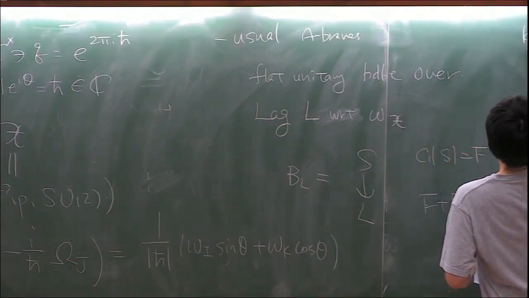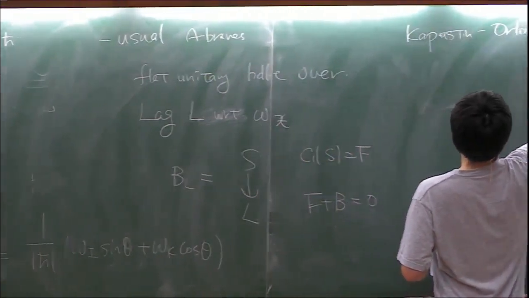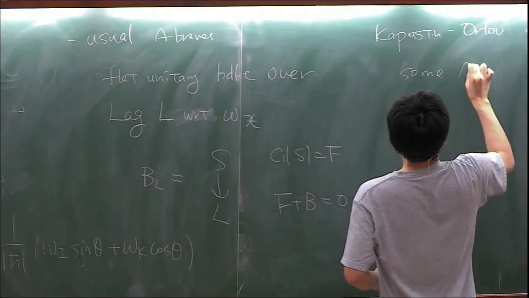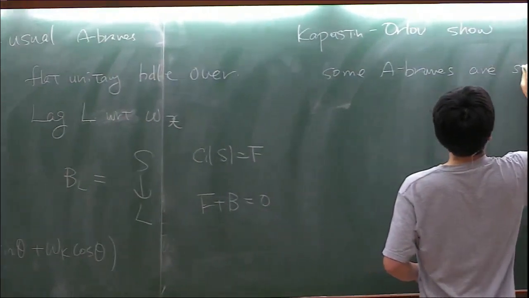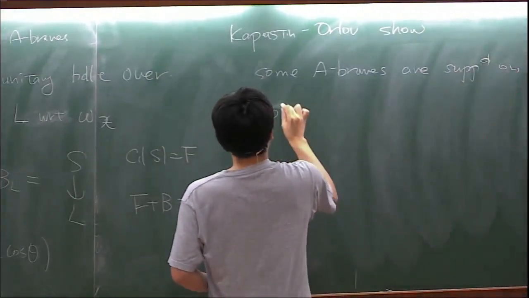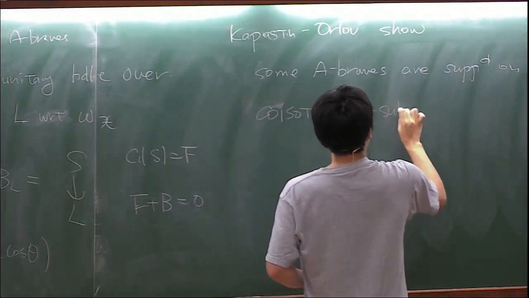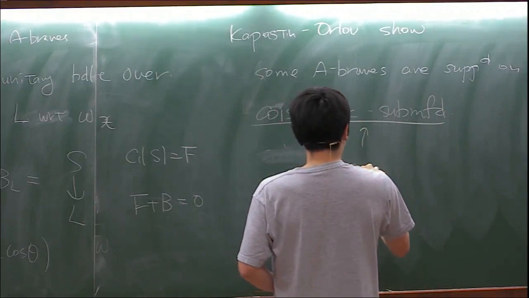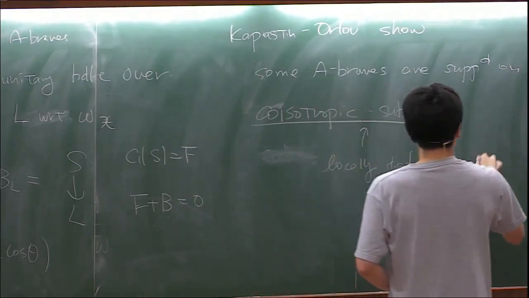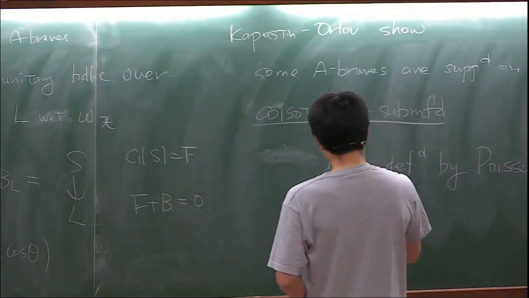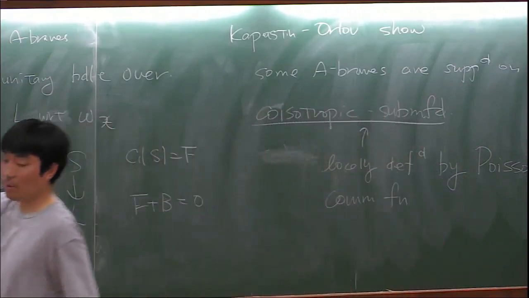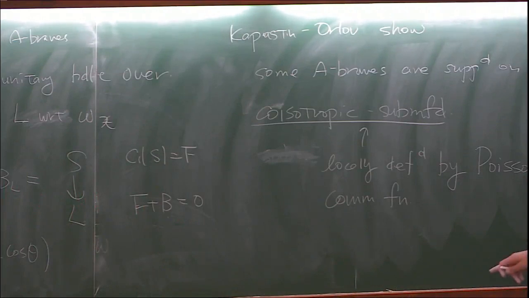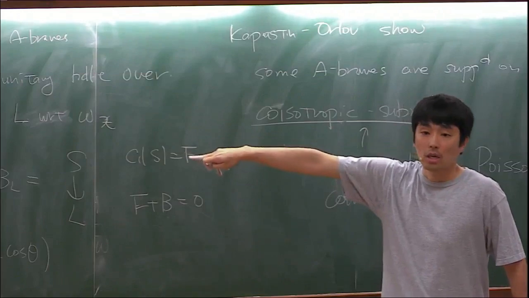However, Kapustin also showed that some membranes are supported on a co-isotropic submanifold. This submanifold is locally defined by Poisson commuting functions, with the Poisson structure coming from omega X. The maximum number of Poisson commuting functions is half the dimension of the target space. In that case, the co-isotropic submanifold is a Lagrangian, but it can be higher dimensional.